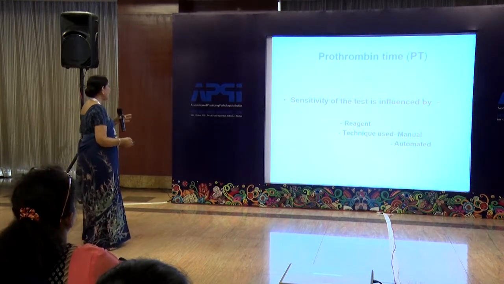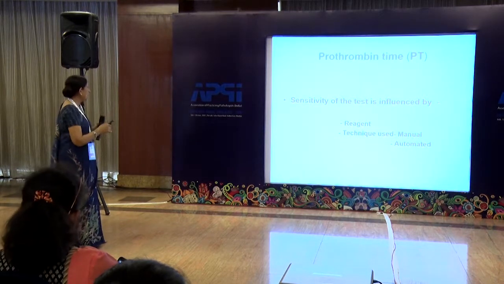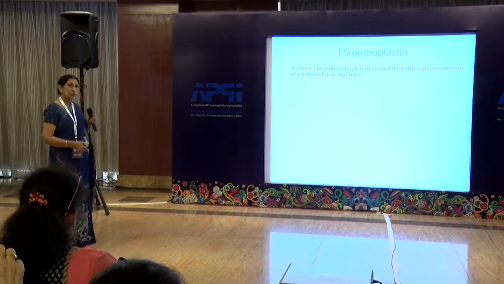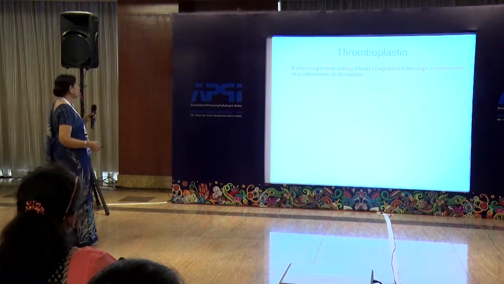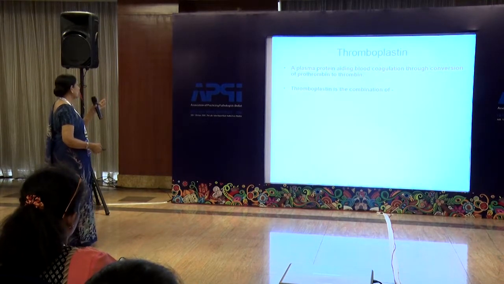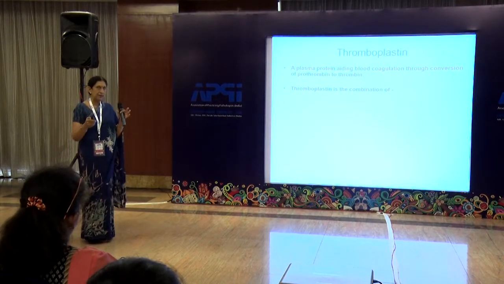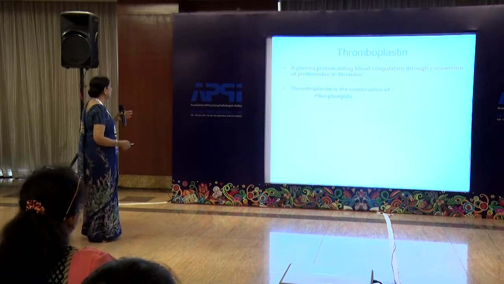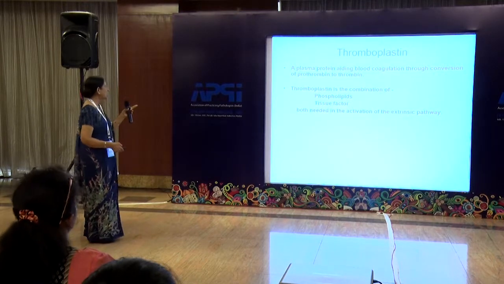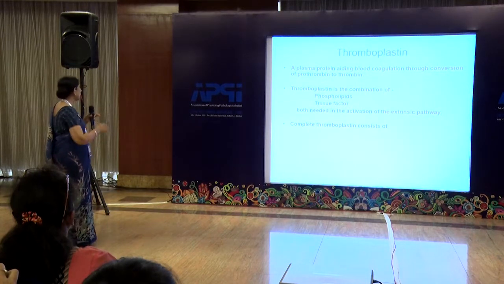Coming to prothrombin time, the sensitivity of this test is influenced by reagents and by the technique used, manual or automated. We are using thromboplastins, which cause conversion of prothrombin to thrombin. And thromboplastin is a combination. Please remember, what we are using in the lab is a combination of phospholipids and tissue factor, and both are needed in activation of the extrinsic pathway.